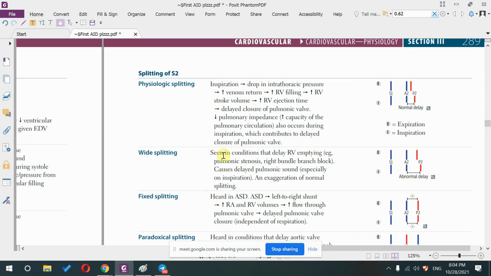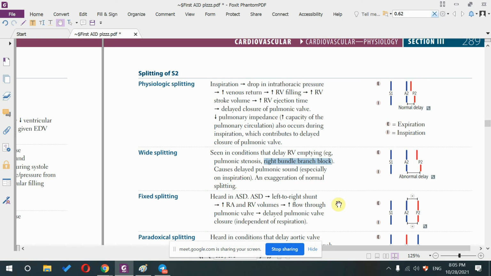And here is the thing. So they write, it's seen in conditions that delay the right ventricular emptying. For example, pulmonic stenosis or right bundle branch block. Why right bundle branch block? Because in right bundle branch block, your right ventricle contraction will be poor. If that is true, you can imagine what happens. It basically will be really difficult for it to contract.